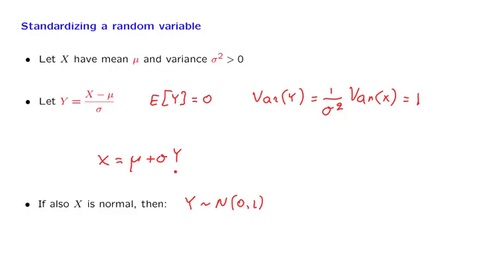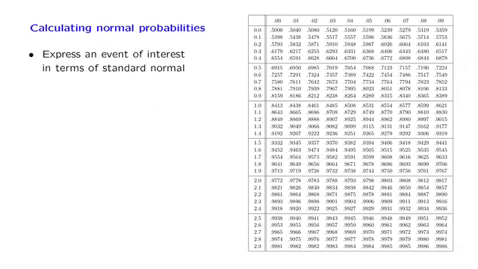Let us look at an example of how this is done. The way to calculate probabilities associated with general normal random variables is to take the event whose probability we want to calculate and express it in terms of standard normal random variables, and then use the standard normal tables. Let us see how this is done in terms of an example. Suppose that x is normal with mean 6 and variance 4, so that the standard deviation sigma is equal to 2. And suppose that we want to calculate the probability that x lies between 2 and 8.